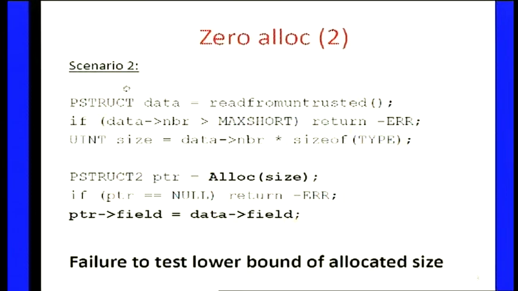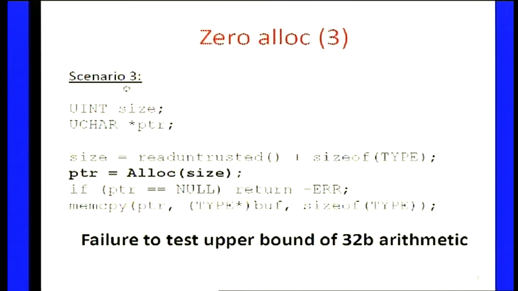Second example, you have an arithmetic operation, say a multiplication or even an addition. The thing is, the result can still be 0. Say in that example, data->nbr is 0, the multiplication gives 0, so the size stays 0. You allocate 0, you test for the null pointer again, but no error is reported. And then you dereference the allocated pointer to an invalid location. In that case, you're going to try to write to an invalid location, ptr->field.